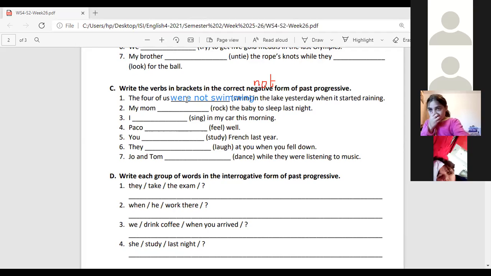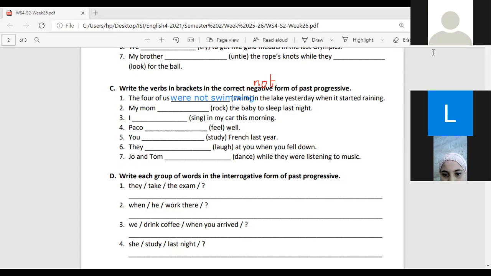Okay, Amal, we said negative in the question. It means not. We're not swimming. We have to make it in the negative. Okay, Amal? I think now it's clearer.